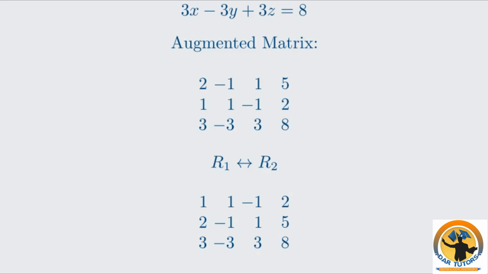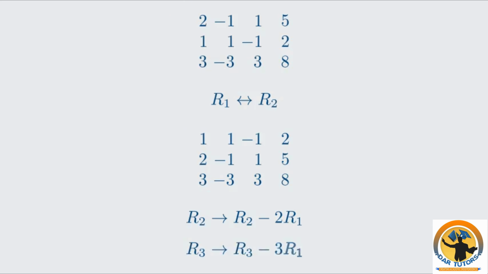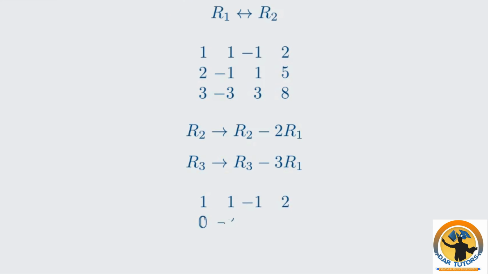Now, we make the first elements in the second and third rows 0. We subtract 2 times the first row from the second and 3 times the first row from the third. This gives us, row 1 is unchanged. Row 2 is 0, minus 3, 3, 1, and row 3 is 0, minus 6, 6, 2. Notice that the third row is exactly 2 times the second row. This is a strong indicator of infinitely many solutions.